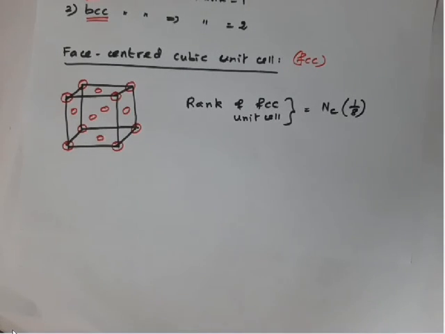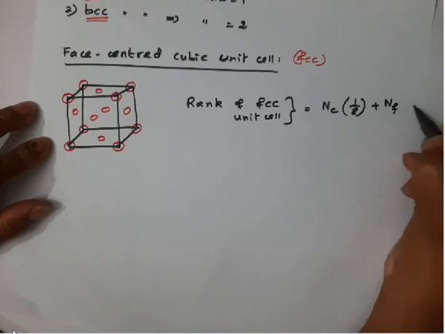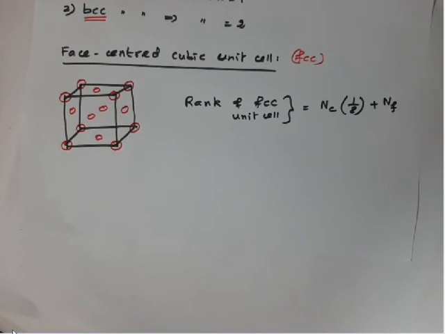Why are we multiplying by 1 by 8? Because the corner atoms are shared by other 8 unit cells. Each corner atom is shared by 8 unit cells totally. Therefore, we are multiplying by 1 by 8 because each atom will contribute only 1 by 8 part to one unit cell. That's why. Plus the number of face center atoms, I'll put NF. NF means number of face center atoms.